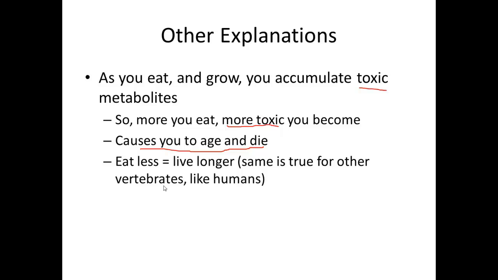And so if you're a slow grower, and if you eat less, then you tend to live longer. And we see that in fish populations, and we also see that in other vertebrate populations, like humans, that by restricting your calories, that can add years to your life. And so that's another reason why the fast-growing fish might be pulled out of the lake sooner than the slow-growing fish.